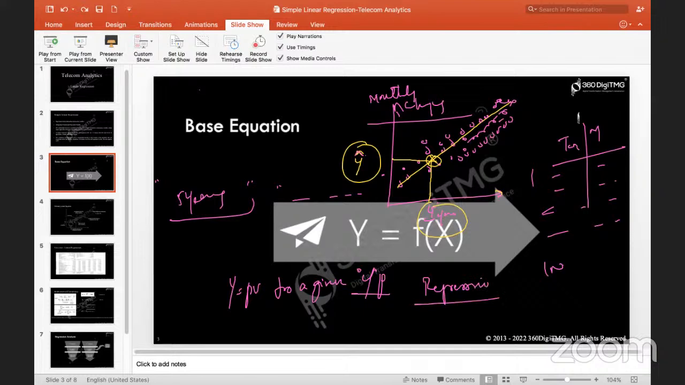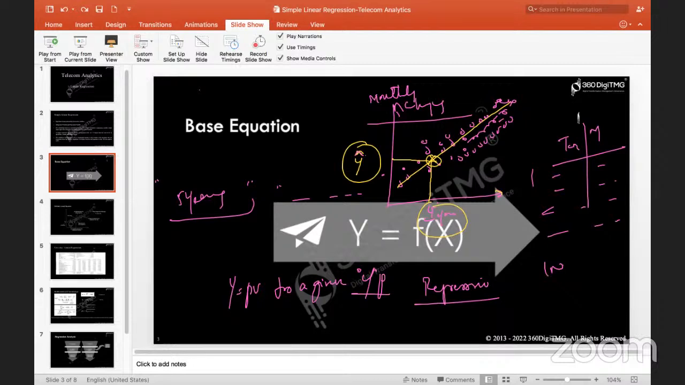Okay, this concept is called regression. How do you find out? The data is scattered and you have many lines here. Which line makes more sense? You have to choose a line which is the best fit line.